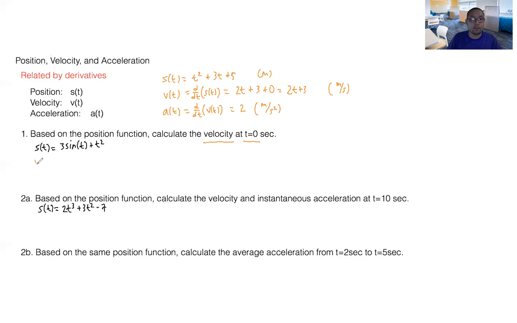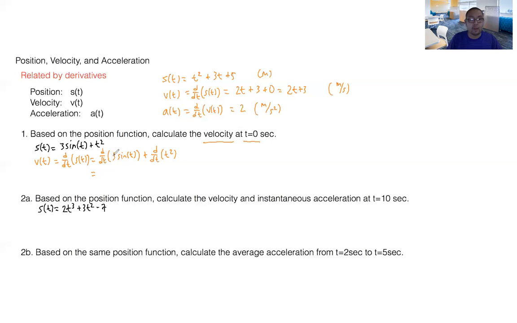So we said that the velocity with respect to t is going to be the derivative with respect to t of the position, and that's going to be the derivative of the first term plus the derivative of the second term. So derivative with respect to t of 3 sine t, I know I was going a bit faster up there, plus the derivative with respect to t of t squared, right?